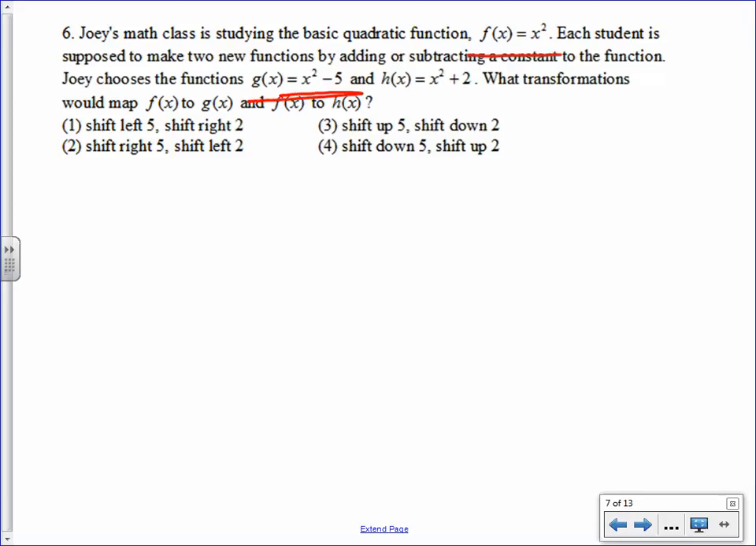Let's look at this one first. Am I subtracting 5 from the x or the whole thing? I'm subtracting it from the whole thing, so it's going down 5. Here, I'm adding 2 to the whole thing, so it's going up 2. Know your translation rules, know all your transformation rules, and of course, all that's in your tutor standards.